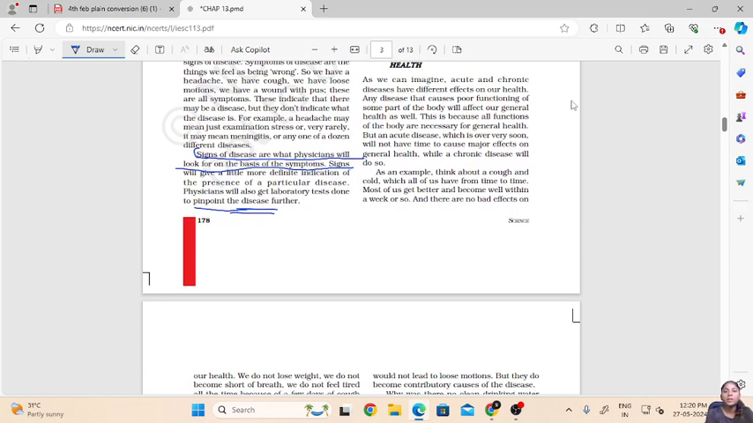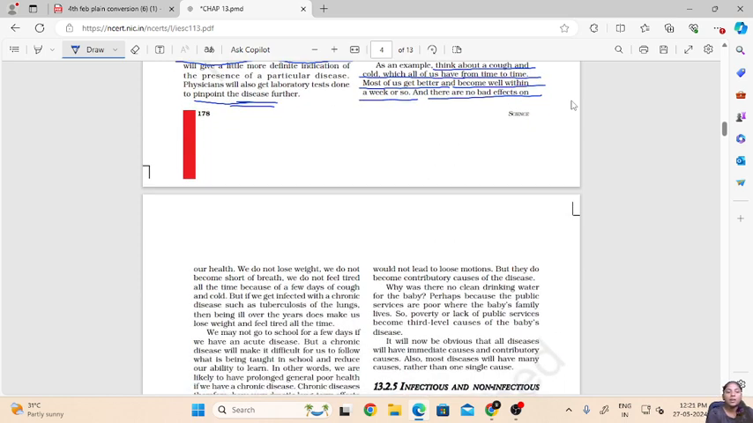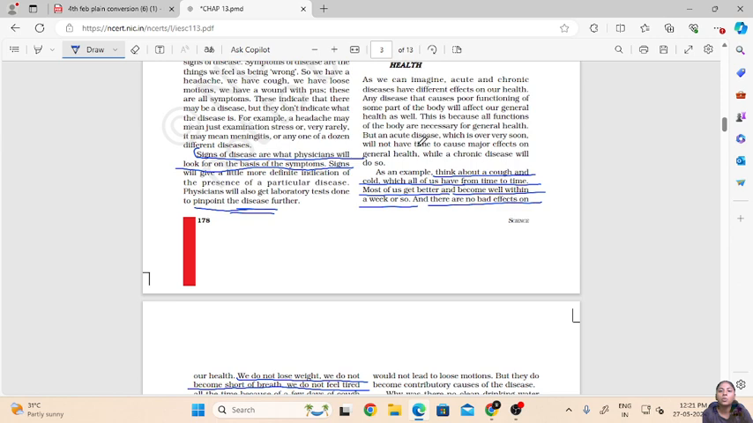Now for example, think about a cough and cold which all of us have from time to time, but most of us get better and become well within a week or so. Now there are no bad effects on our health. We do not lose weight, or become short of breath. We do not feel tired all the time because of a few days of cough and cold, right? Now these few days of cough or cold will not have major effects on our health.